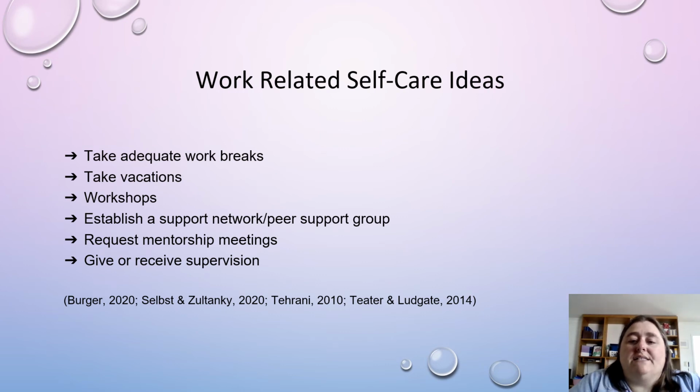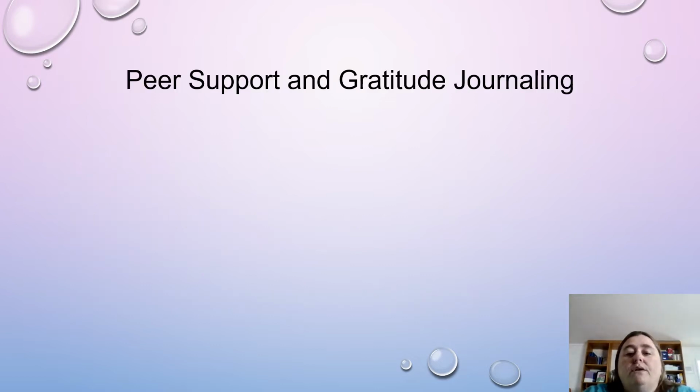There are also work-related self-care ideas that can be completed, such as taking adequate work breaks or taking vacations. Those are important. Completing workshops to help you become better at your job, as well as establishing a support group or a peer support network within your job. You could also request mentorship meetings from your supervisor, as well as giving or receiving supervision. Peer support and gratitude journaling are two options for self-care. With your peer support and your gratitude journaling, those things can occur in person or they can occur remotely.